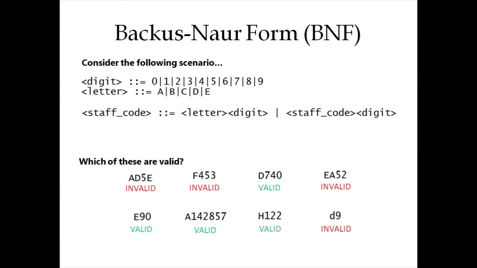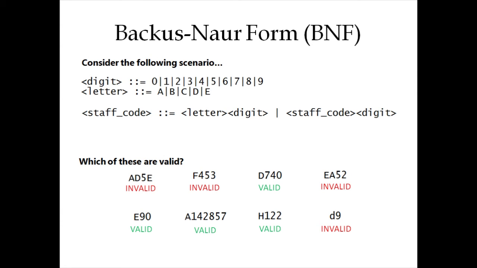Here are the answers. Did you get them all right? Let's go through each one. AD5E is invalid. You can easily see it doesn't end with a digit. Essentially, a staff code starts with a letter and continues with digits. F453 did just what we said. Why is it invalid? Well, have a look at the letter definition carefully. It only includes A, B, C, D and E, not F. F is not a letter in this code.